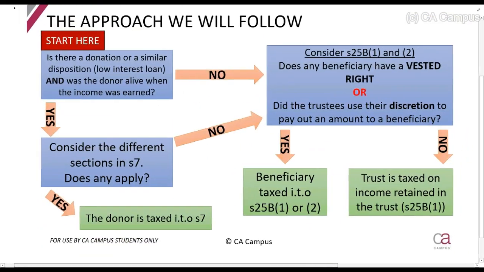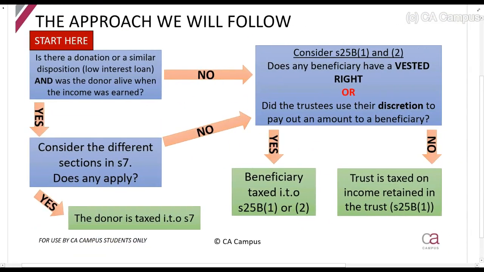So again, remember, I'm going to ask the following question. Was there a donation, and is the donor still alive? If you say yes, you'll say, does section 7 apply? If you say yes, then the donor is taxed. So there's section 7(2), donation to spouse; section 7(3), minor child; section 7(5), income retained in the trust; section 7(8), non-resident. Was there a donation? Is the donor still alive?